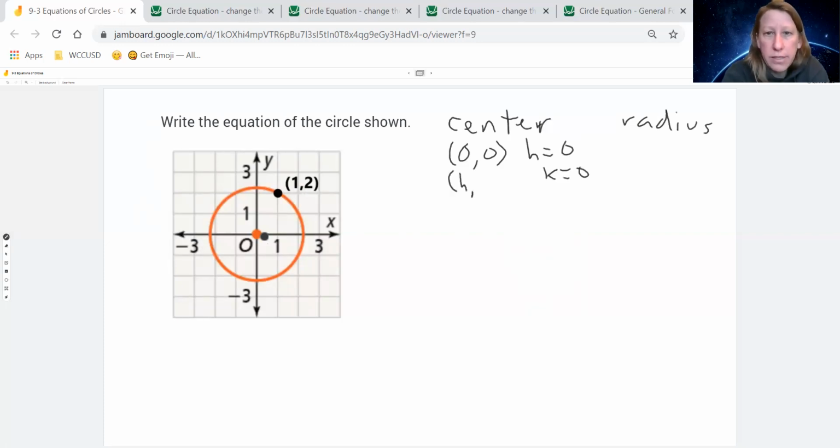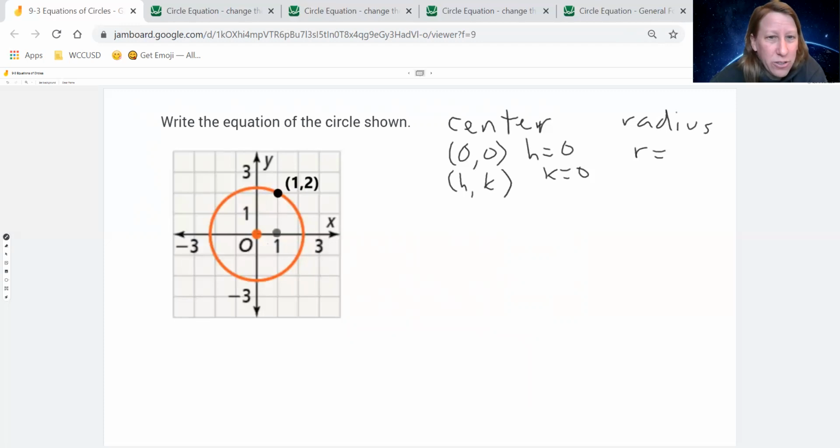And then remember, this is h comma k. The radius we use an r for. How long is the radius? 2 point something? It's not 2 and it's not 3. It's going through right here. I don't know what that is. We need a different way to find the radius for this problem. So what you have to do is you got to work for it.